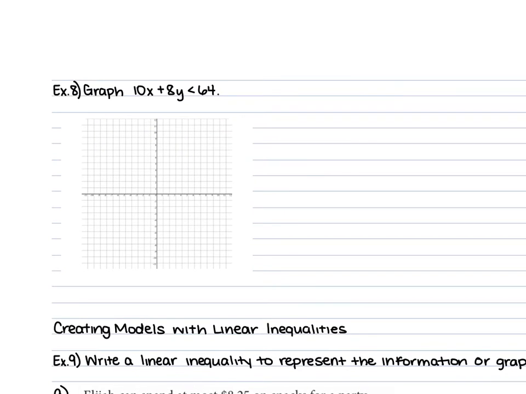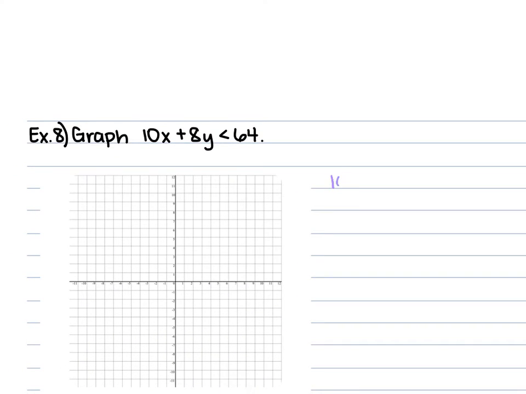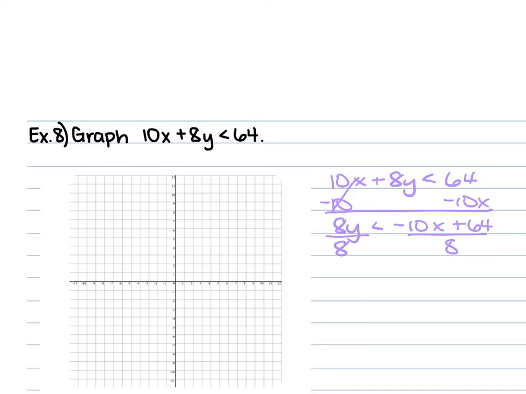For example 8, we have 10x plus 8y is less than 64. So we are going to solve this for y. Move the 10x over, subtract it from each side. We have 8y is less than negative 10x plus 64. Divide by 8. So y is less than negative 5 over 4 x plus 8.